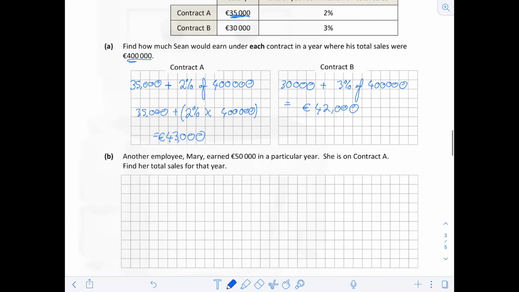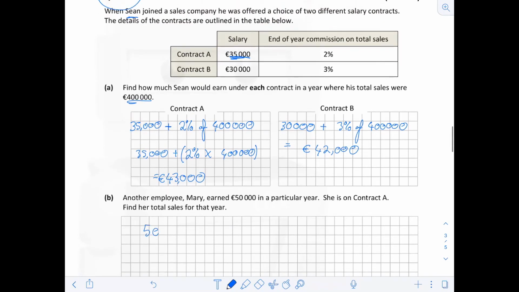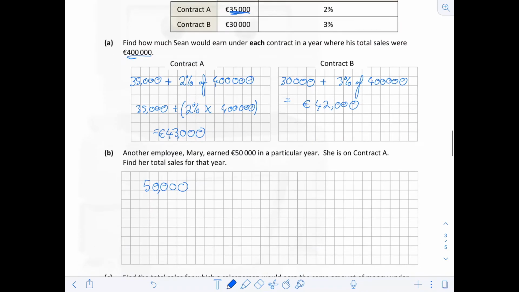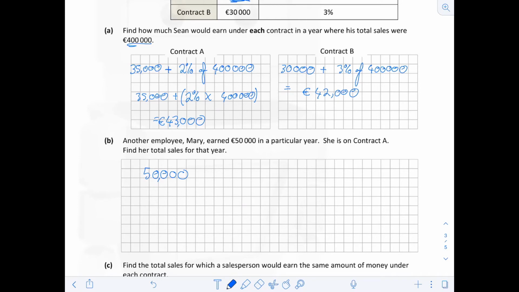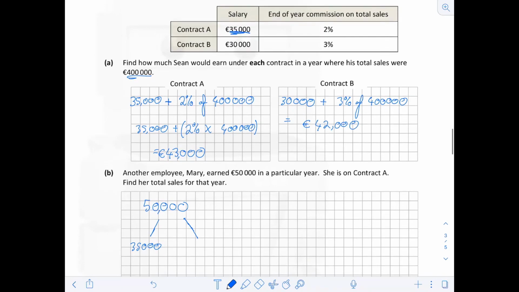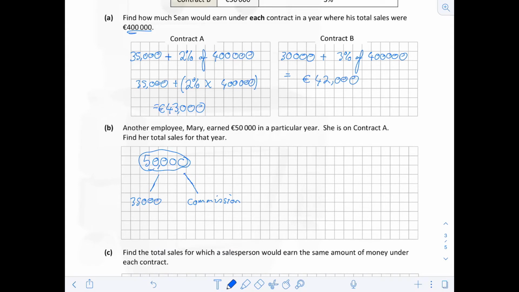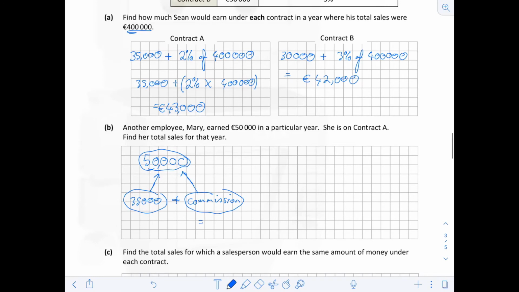Okay. Another employee, Mary, earned 50,000 in a particular year. She's in contract A. Find her total sales for that year. Okay. So Mary earns 50,000. Now, Mary's income is broken into two different areas. There's the 35,000, but there's also the commission. So there's the 50,000 that's broken into the original 35,000 plus the commission. So that means that the commission must equal 15,000.